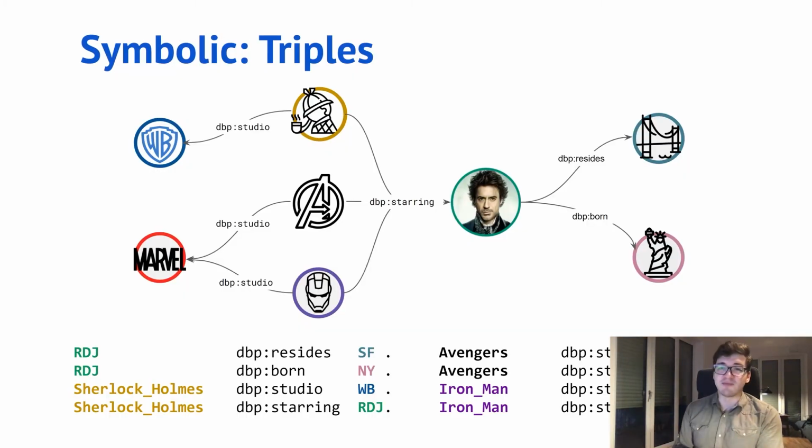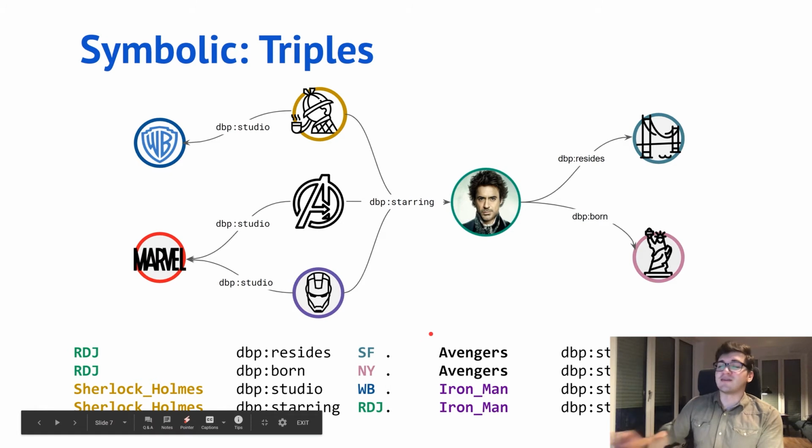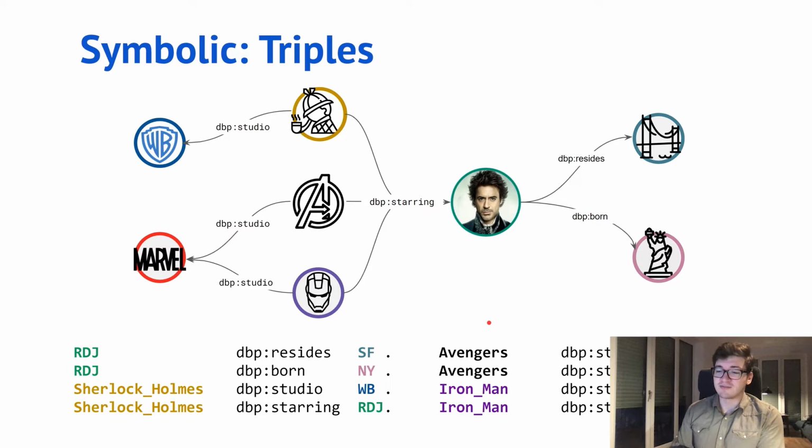So let's start with the basic symbolic representation, where we use triples. We use the formalism called Resource Description Framework, or RDF triples. Here our example is Robert Downey Jr. You see that there are several movies, several studios, and several cities related there. Generally, we describe knowledge as triples, like RDJ resides SF, or RDJ born New York, and so forth. Then, for instance, Iron Man was filmed by Studio Marvel. So this is how we use triples to encode graphs symbolically. We have subjects, entities, and relations, edges or edge types, and here is how they are organized.